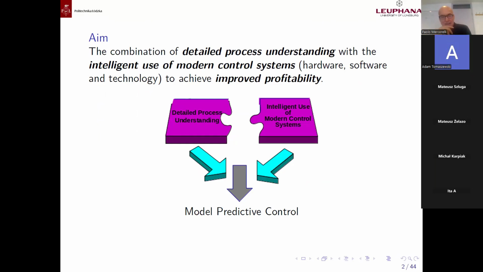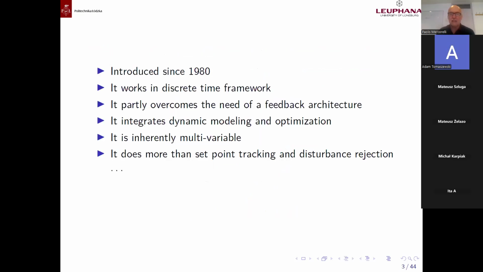Let me use this word: the combination between the modeling, here indicated with the words detail, process, understanding, modeling, and then this intelligent part, or the intelligent use of model control systems, which is the optimization, because we have an optimal control strategy.